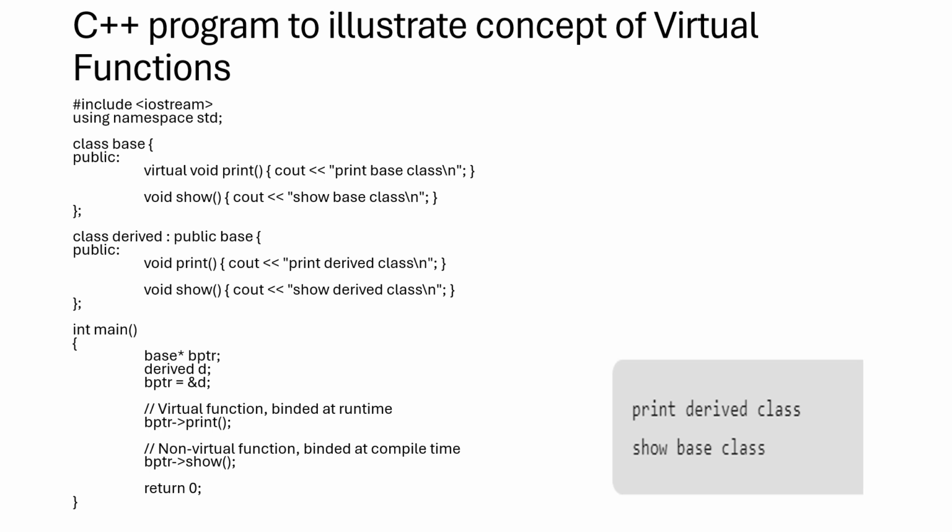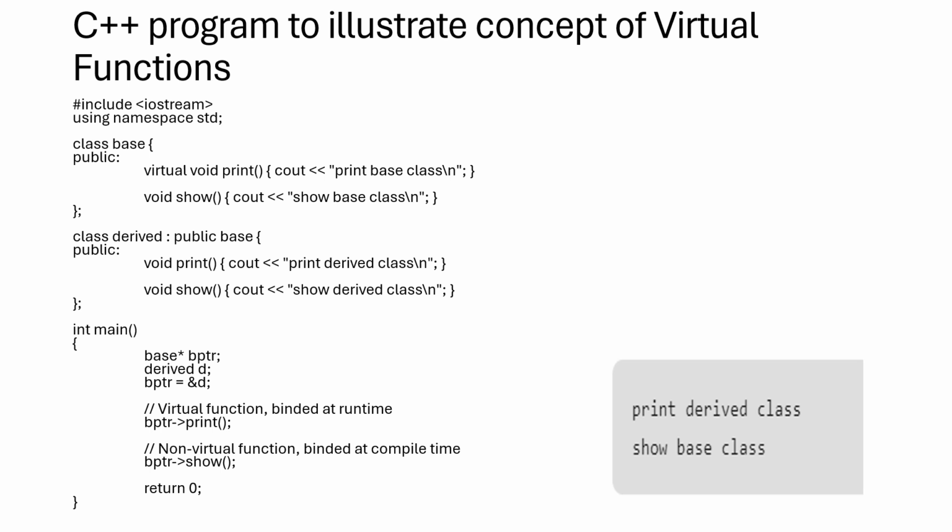Now we are creating objects. We are creating a pointer for the base class, that is the base pointer, and for the derived class we are creating an object D. Then base pointer equals ampersand D. This means we are assigning the address of the derived class object to the pointer.